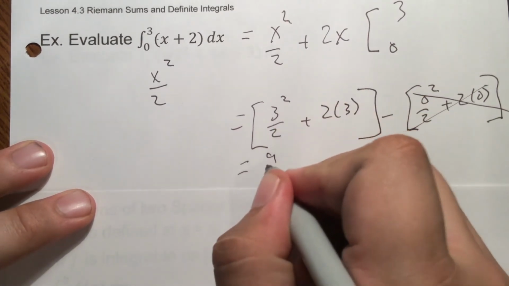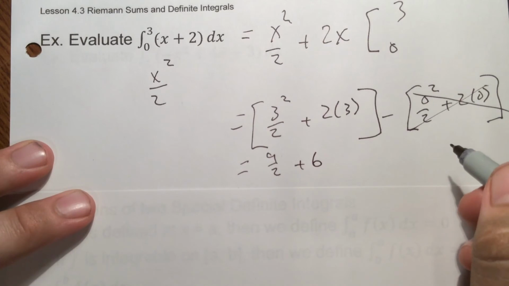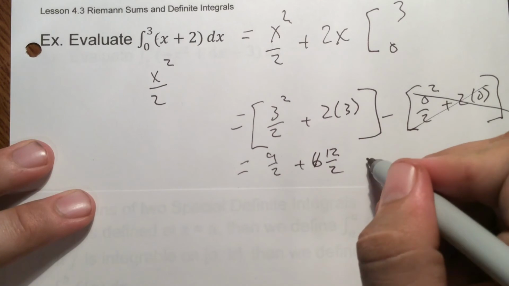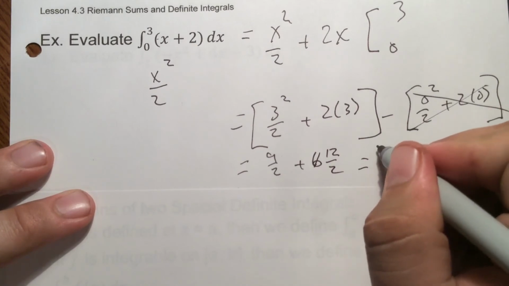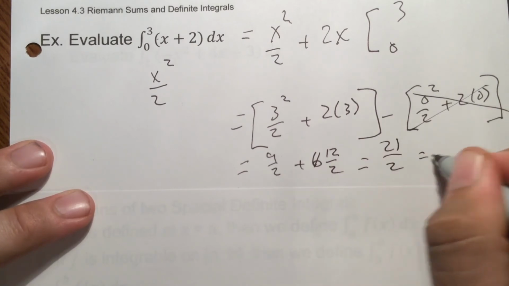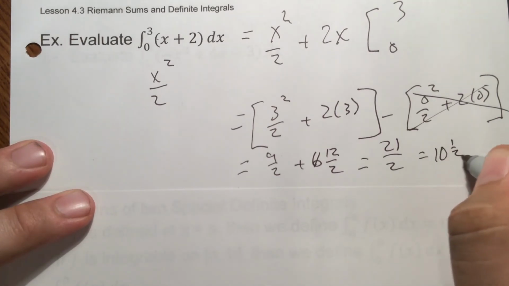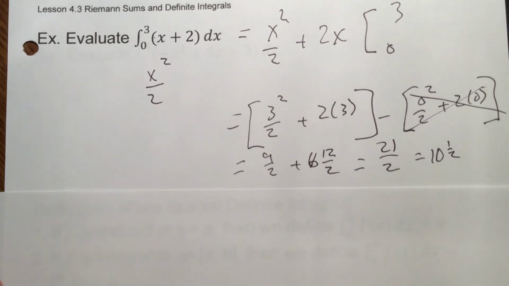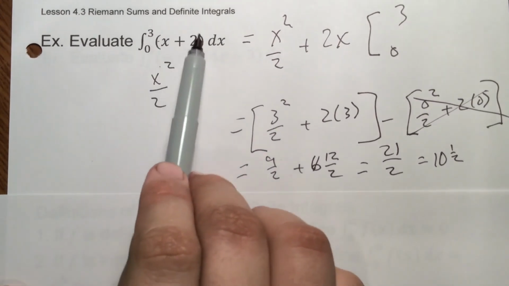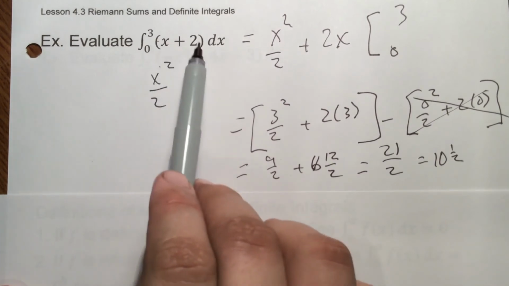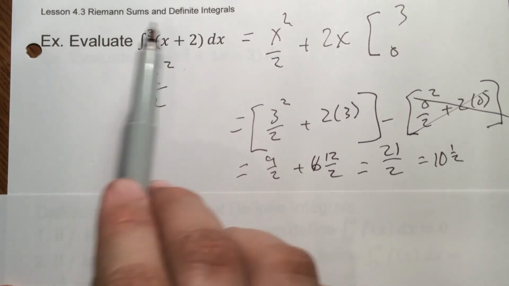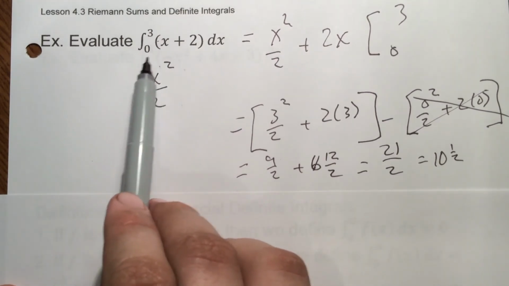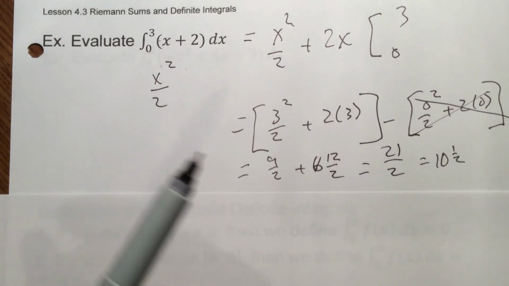3 squared would end up being 9 over 2 plus 6. To get common denominator, this would be 12 over 2. 12 and 9 will then make 21 over 2. So in other words, 10 and 1/2. So that's how those are going to go. Find your integral, so do that working backwards compared to those derivatives. So find the integral and then evaluate. Take the top number, put it in for x, minus out when you put the bottom number in for x. That's all you have to do.